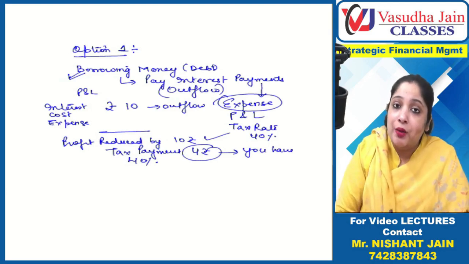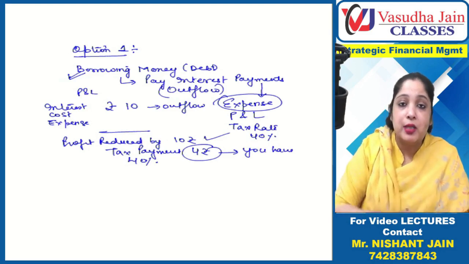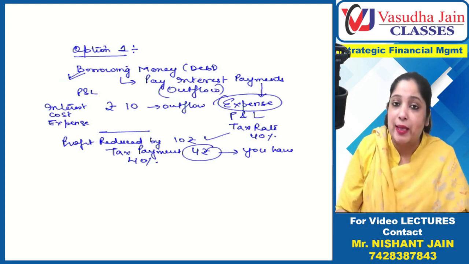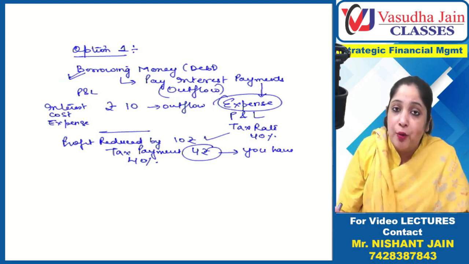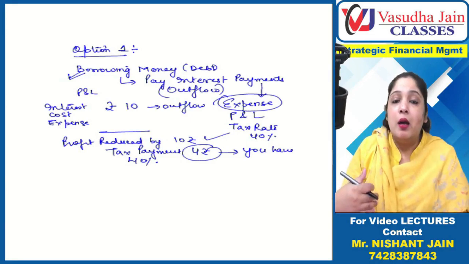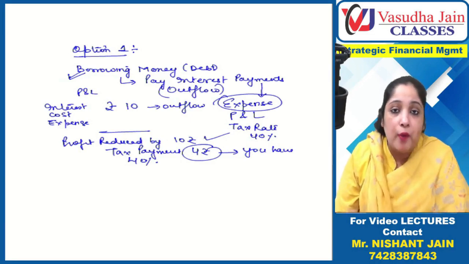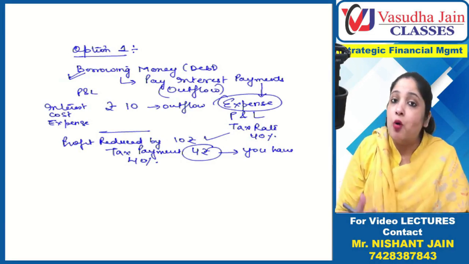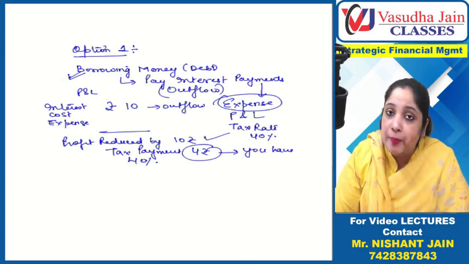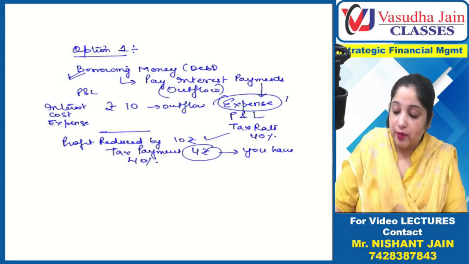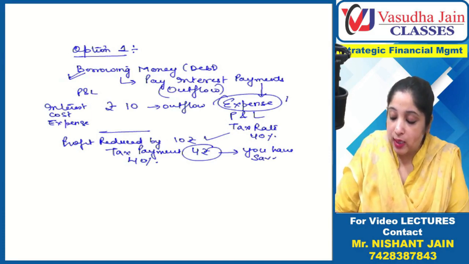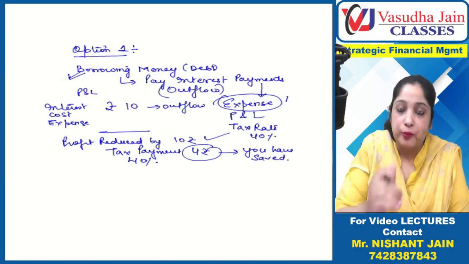Because you have shown interest as an expense in profit and loss. If interest was not shown as an expense, the tax would have been charged on that profit of 10 rupees at the rate of 40%. So 4 rupees of tax you would have paid. Now you have saved this 4 rupees on tax outflow, right?